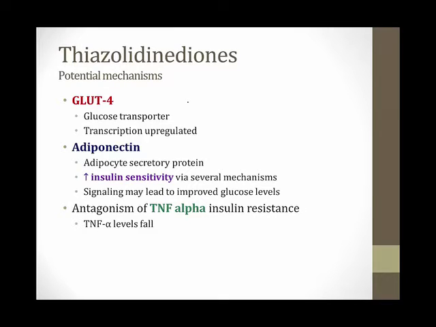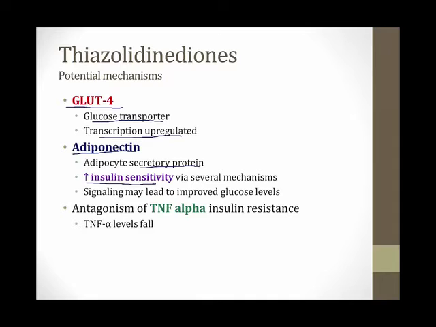Some of the potential mechanisms that are worth knowing include the GLUT4 receptor. This is a glucose transporter, and its transcription is upregulated in the presence of TZDs bound to the PPAR gamma receptor. Another potential mechanism is a very interesting molecule called adiponectin. This is an adipocyte secretory protein. Remember, I told you that PPAR gamma receptor levels are highest in adipocytes, and adipocytes can secrete adiponectin, and it will increase insulin sensitivity through several mechanisms.